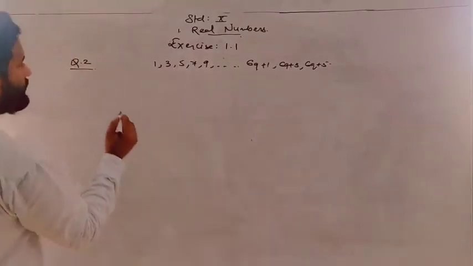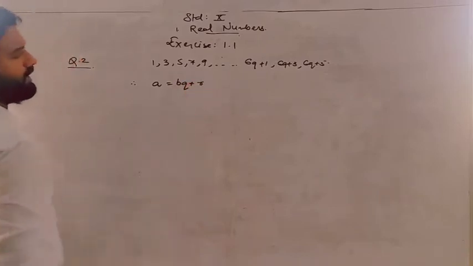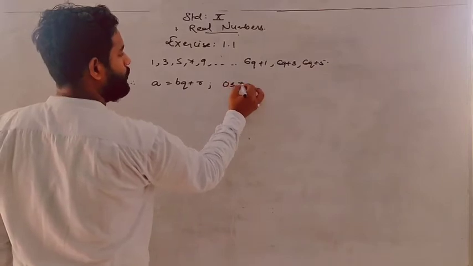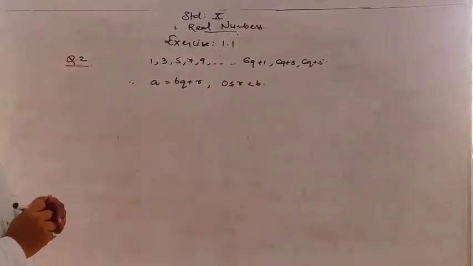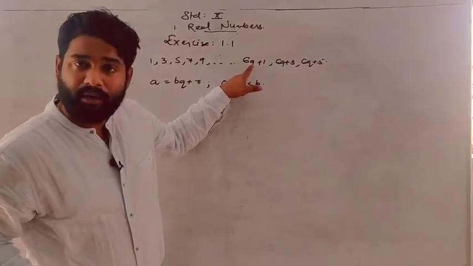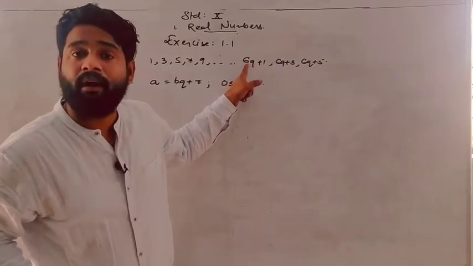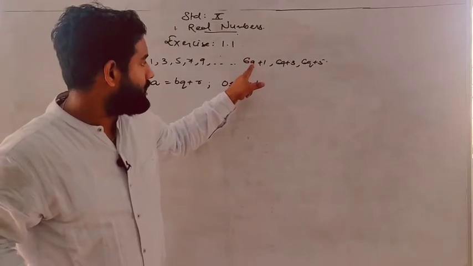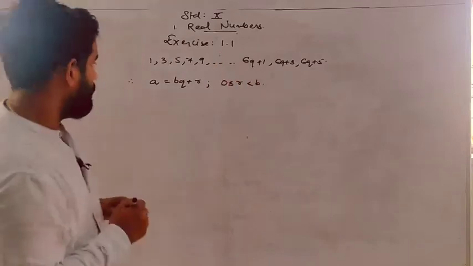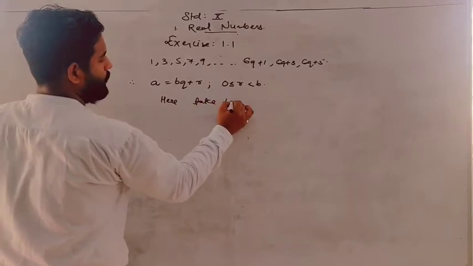For that, let us see what Euclid's division lemma is. Euclid's division lemma says that any integer can be written as a equals bq plus r, where r is a remainder and that should be either 0 or more than that, but less than b. To prove that, see, here a variable is there. Whatever constant is joined with that variable, you have to consider that number as b. For example, what is there beside q? 6. So we will consider this number as b. So here, take b equal to 6.